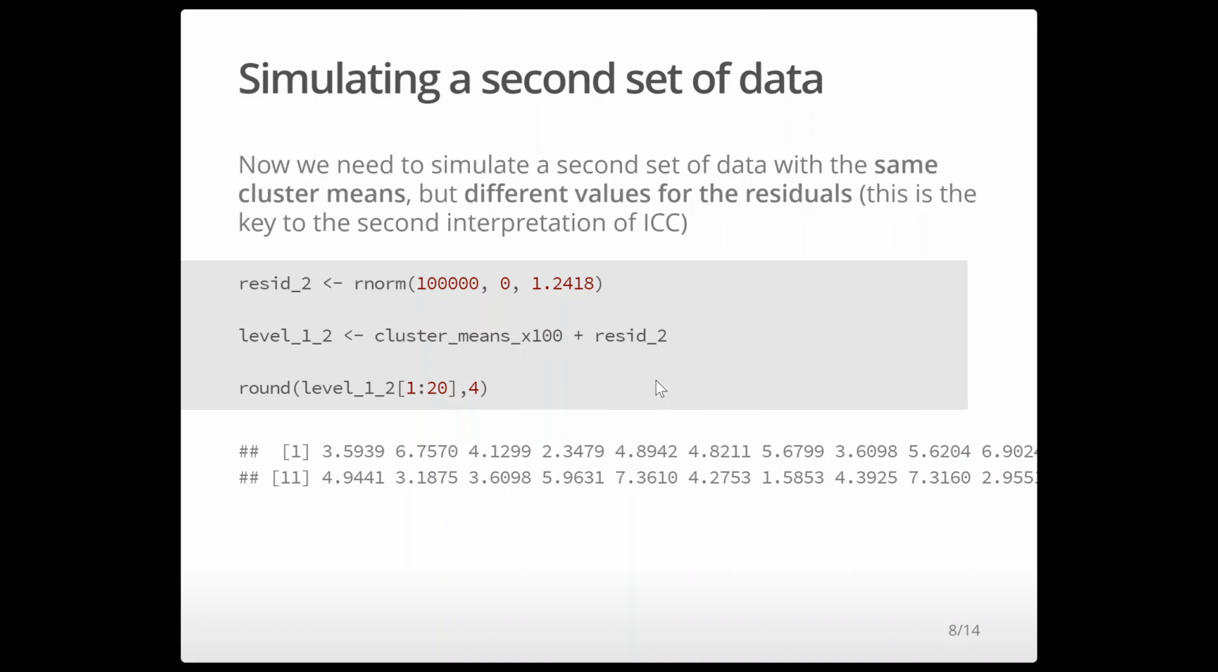So we now have two sets of level 1 observations drawn from the same clusters. They have the same cluster means, but they have different values for the residuals. And this is the key to explaining the second interpretation of interclass correlation. We have all this variability that's already explained by these cluster means, but the actual daily observations are different. So we essentially have two sets of level 1 observations from the same sample.